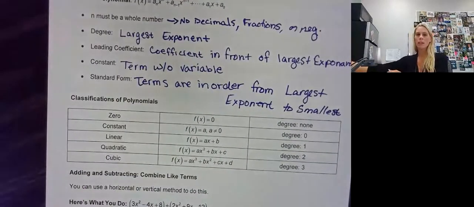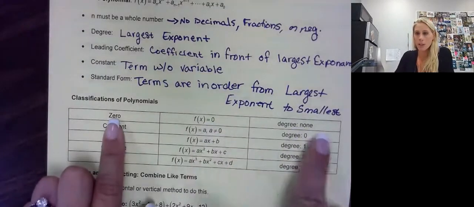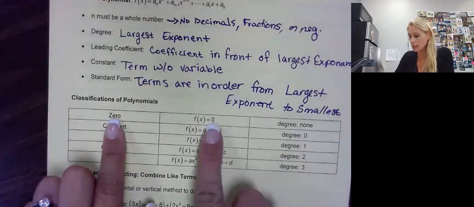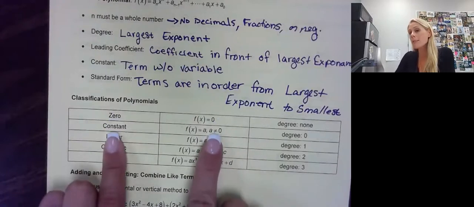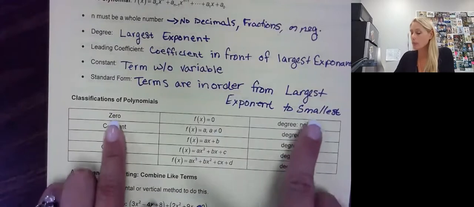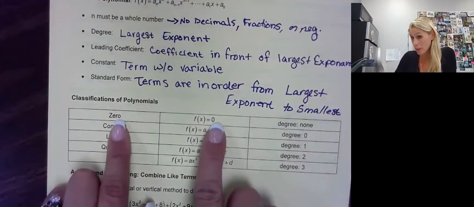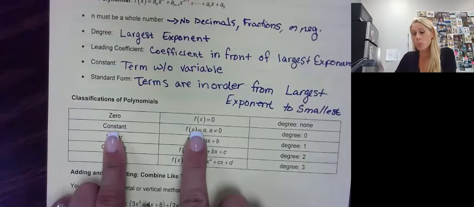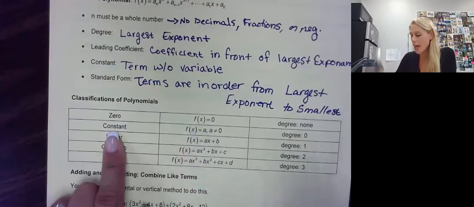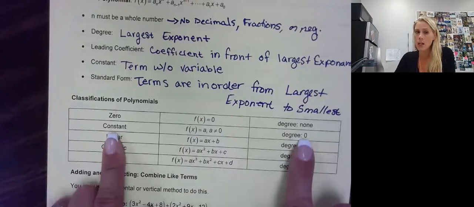Okay, so when we classify polynomials, you'll see that there are sometimes names that we have for these. Okay, so 0, meaning it's just 0, right? There's no degree there. Oh, here we go. Sorry, it says 0. It's supposed to be none. So 0 means there's no number, right? No variable, so there must be no degree. A constant is when you have 1, 2, 3, things like that. There's no variable because the exponent is 0, giving that degree of 0.